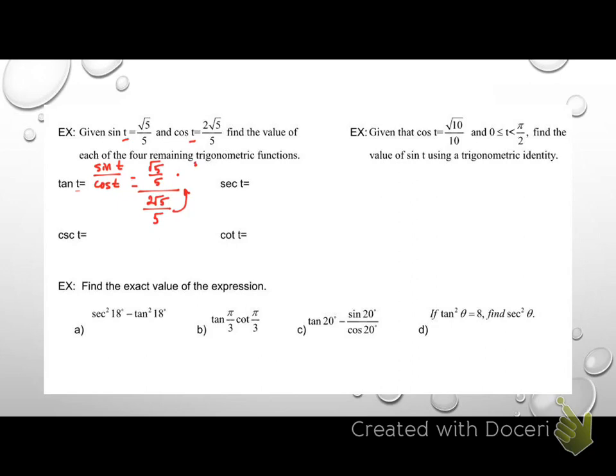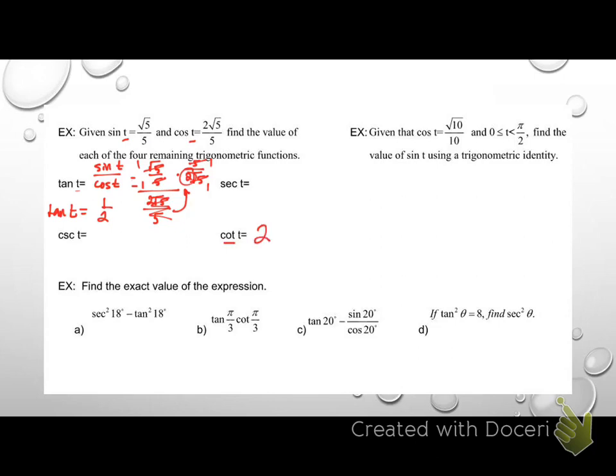So I actually want to flip this bottom fraction over and multiply it into the numerator up there. When I do, this 5 and this 5 divide out to 1. This radical 5 divides out to 1. And we're left with just this 2. So multiply straight across, and tangent of t ends up being 1/2. Okay, with some good algebra, good fraction arithmetic. Now, if tangent of t is 1/2, cotangent becomes pretty easy. We just flip that over and get 2.